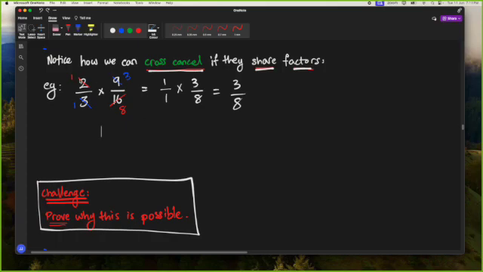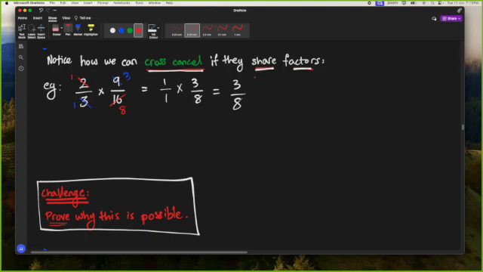You telling me that I could take, but why can't I do that if it was 2 over 3 plus 9 over 16? Why can't I just cancel this and this with addition? Why is it I could do it with multiplication?